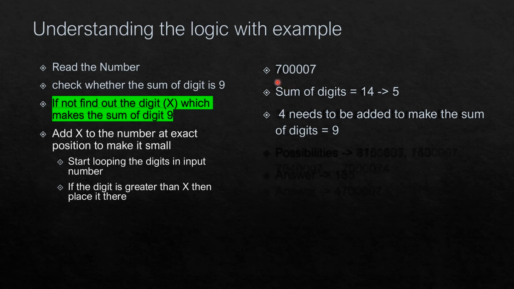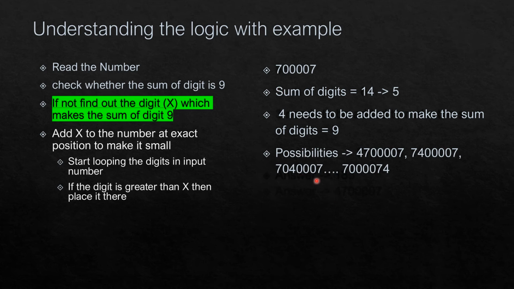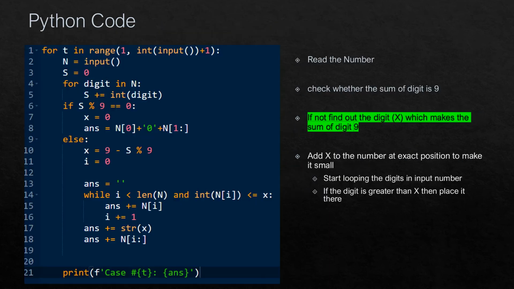So let us start looping through this large number. 7 is greater than 4? Yes, true. So you have to add 4 at the beginning. So these are the other possibilities, and this is the answer. I hope this is all clear. So let us now check the code.